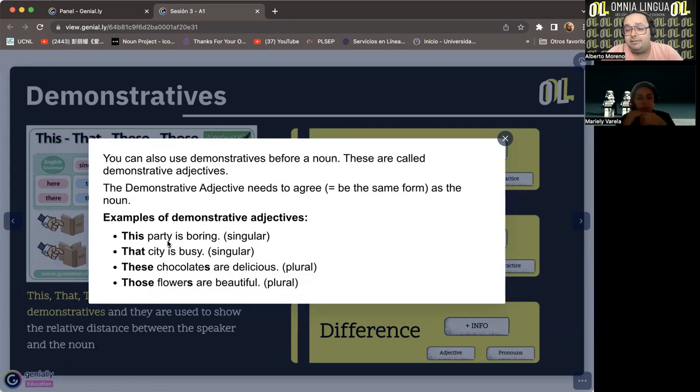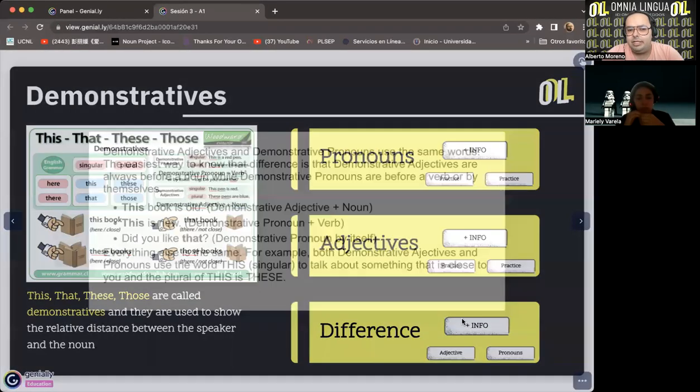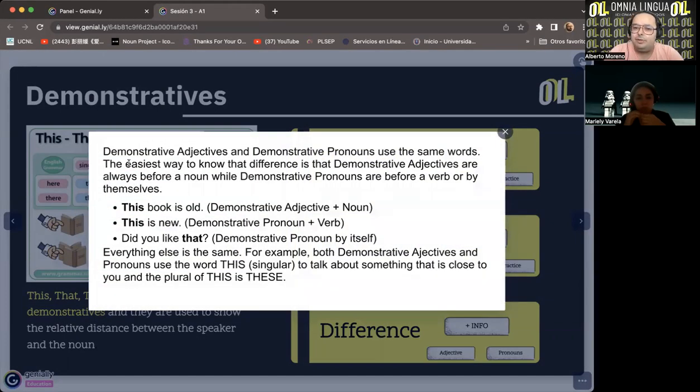And demonstrative adjectives are used in order to introduce the noun we are referring to. Okay. And in here we have the difference. Demonstrative adjectives and pronouns use the same words: this, these, that, and those. And the easiest way to know the difference is that demonstrative adjectives are always before a noun and pronouns are before the verb, or by themselves. For example, this book is old, this is new.